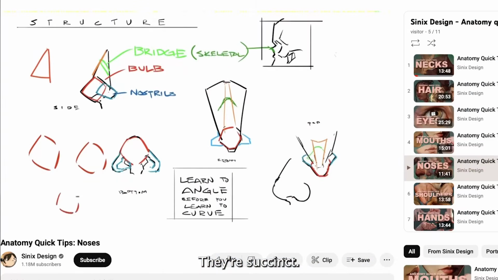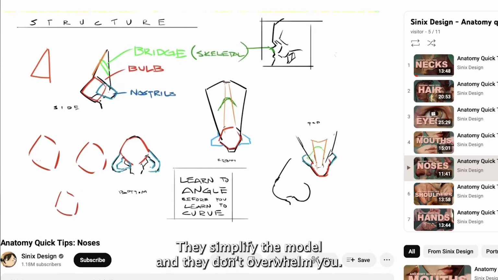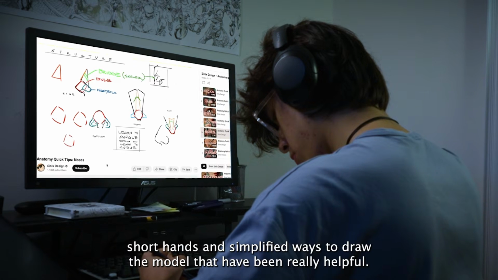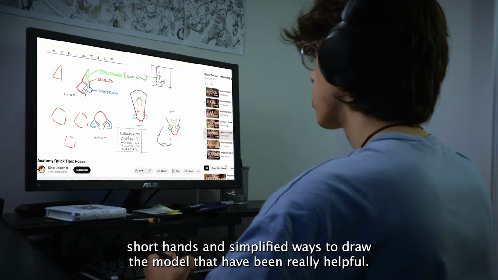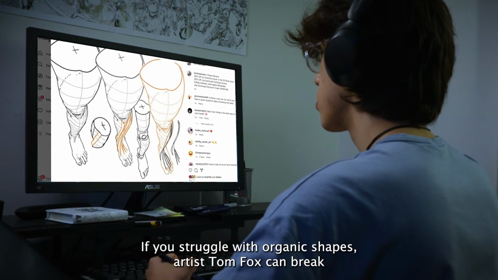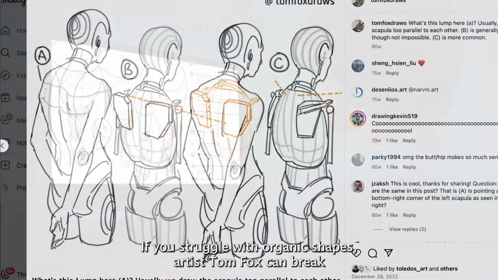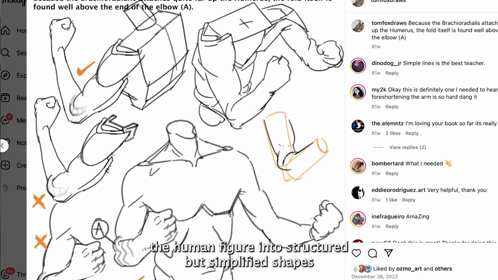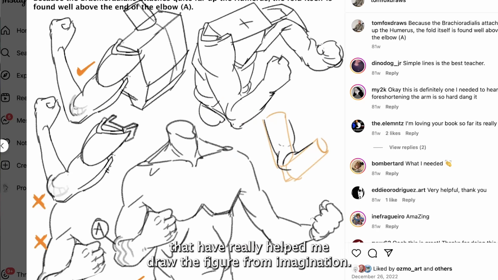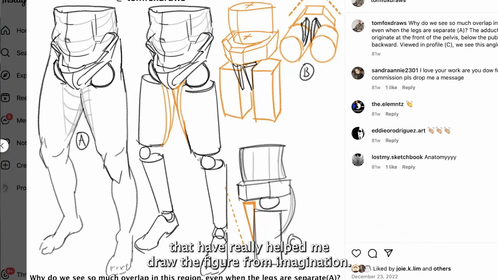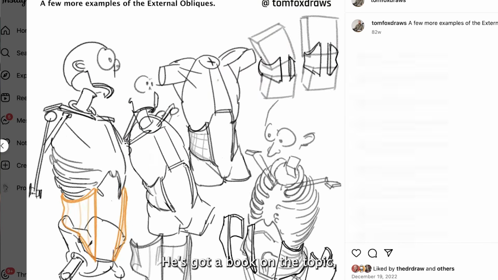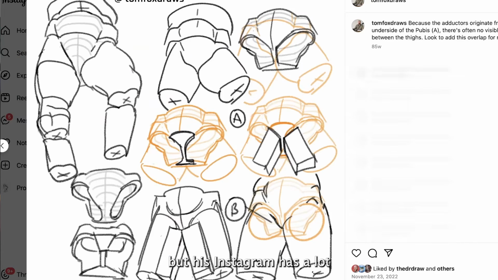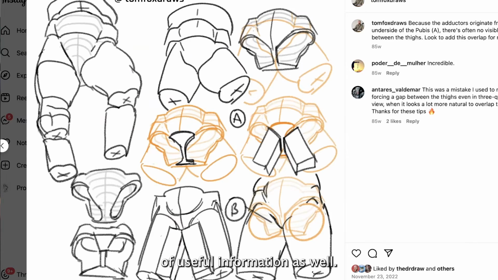They're succinct, they simplify the model, and they don't overwhelm you if you're just starting out. He gives you shorthands and simplified ways to draw the model that have been really helpful. If you struggle with organic shapes, artist Tom Fox can break the human figure into structured but simplified shapes that have really helped me draw the figure from imagination. He's got a book on the topic, but his Instagram has a lot of useful information as well.